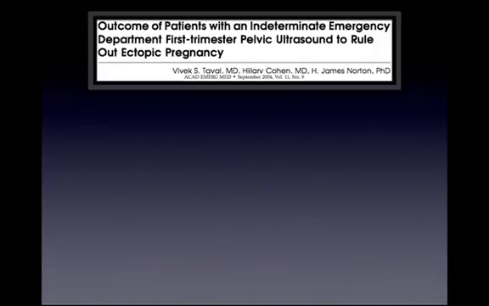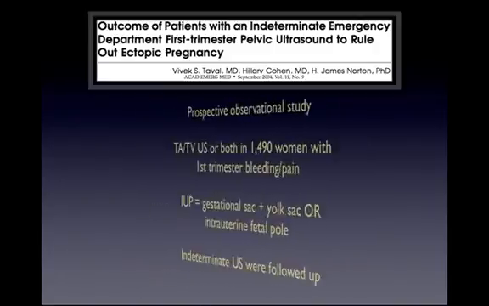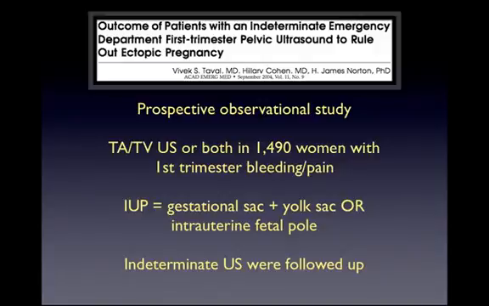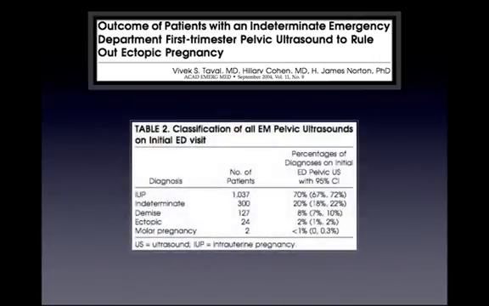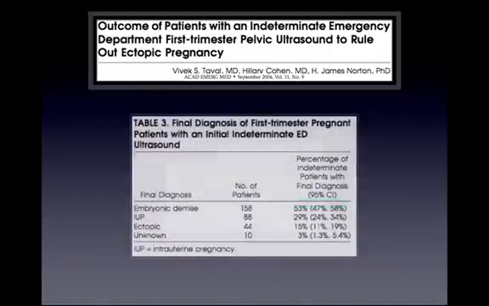In a different study by Tile et al., they studied the outcome of patients with an indeterminate bedside ultrasound performed in the ED to rule out ectopic pregnancy. In this study, they identified 1,400 women who had first trimester bleeding or pain. An IUP was defined again as a gestational sac with a yolk sac or an intrauterine fetal pole. All patients who were found to have an indeterminate ultrasound were followed up. On these initial ultrasounds, 20% of women had an indeterminate ultrasound. On these initial ultrasounds, 2% of patients were also found to have an ectopic.